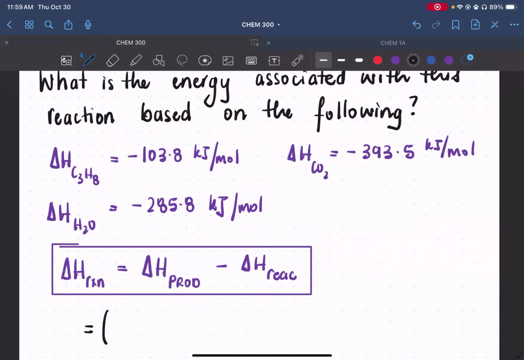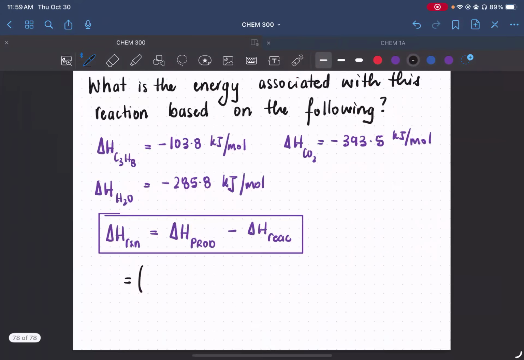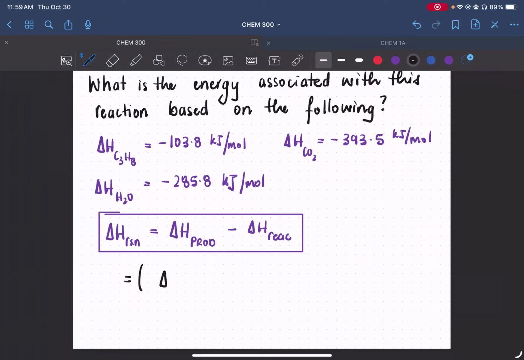We've already seen the equation. We know what the reaction equation is. We see that on the product side we have CO2 plus H2O. On the reactant side, we have the delta H of C3H8 minus the delta H of O2.